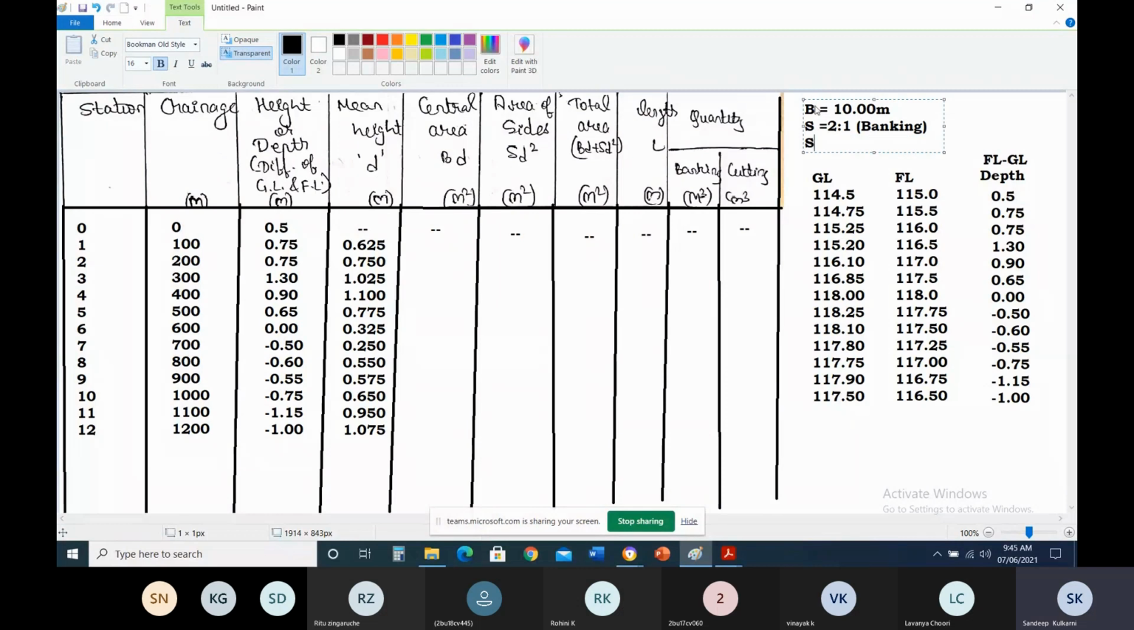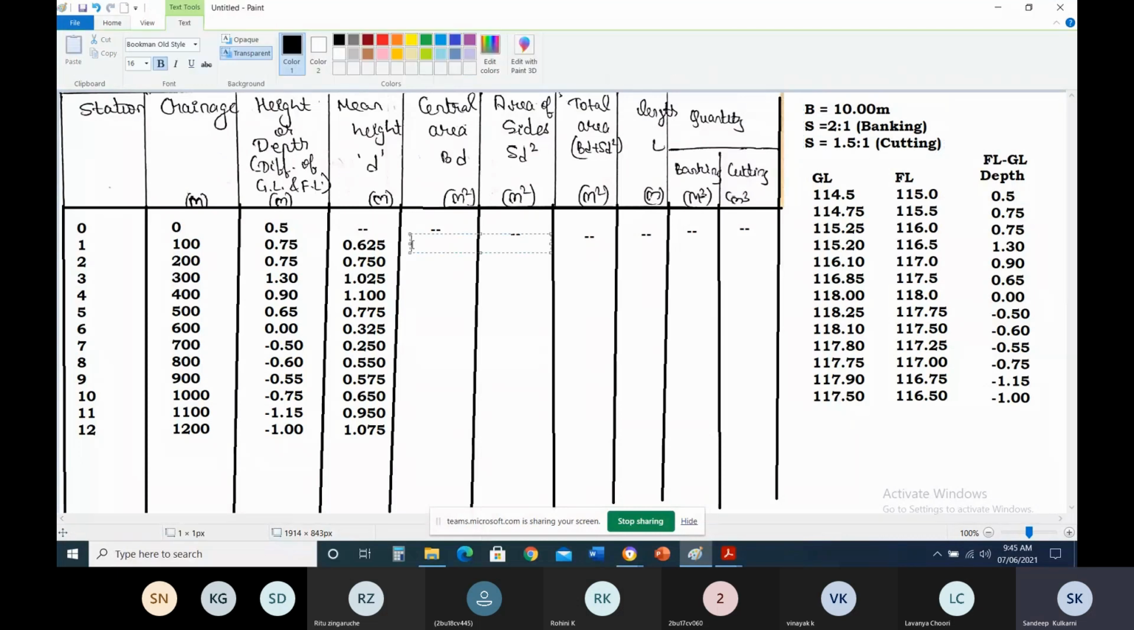Then it is 1.5:1 for cutting. Banking and filling both are the same. Okay. So what I have to do now is calculate these values.